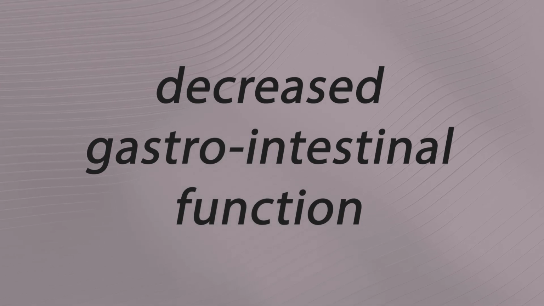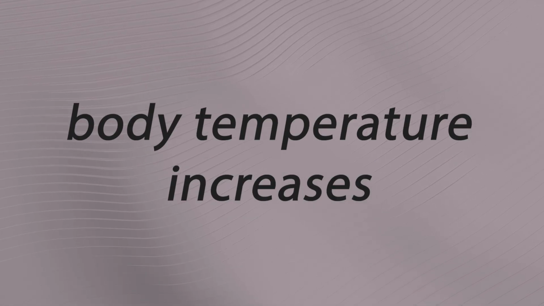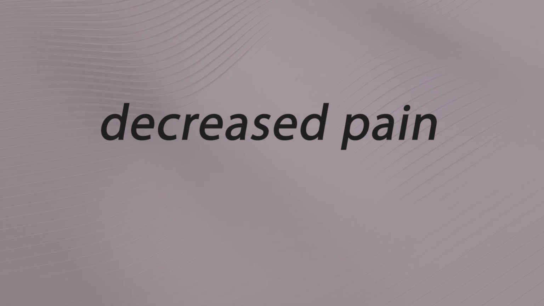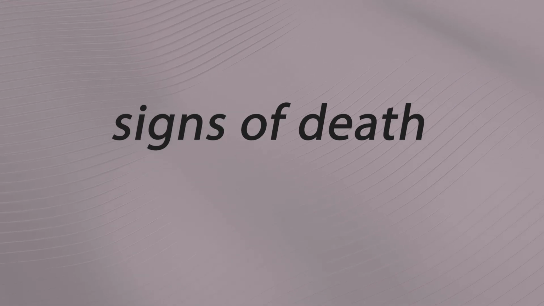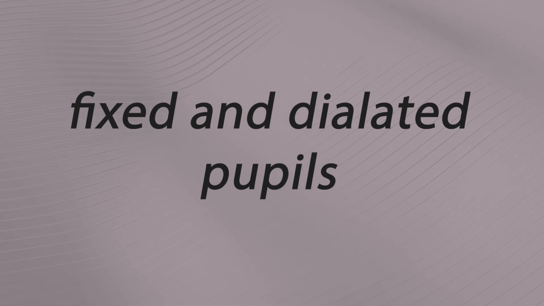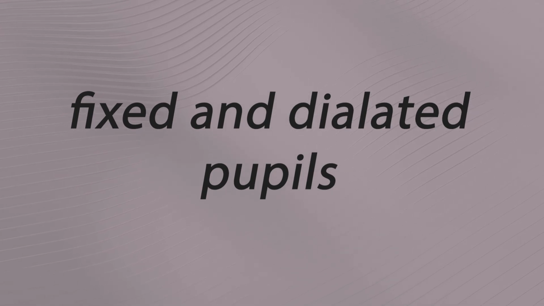Gastrointestinal functions may slow down. Body temperature rises. Circulation fails. The respiratory system fails. Pain decreases as the person loses consciousness. The signs of death include no pulse, no respiration, and no blood pressure. The pupils are fixed and dilated. Remember, you must notify the nurse if you see these changes.